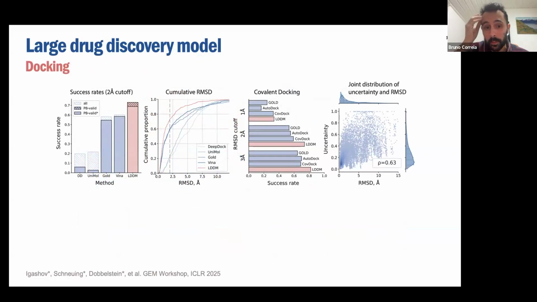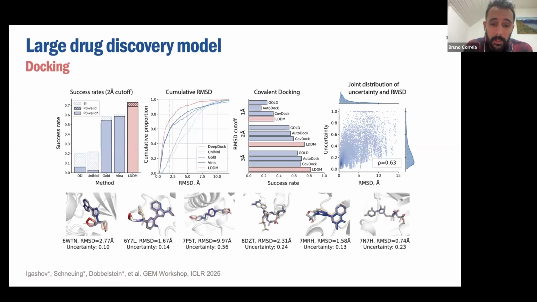So here we also compared it with a number of different docking algorithms. So I won't spend too much time on this. Again, I also should just highlight that this is not global docking, but rather local docking, where you can place your ligands in pockets that you already know. And so here we're also performing relatively well in this task. You can see some examples here.